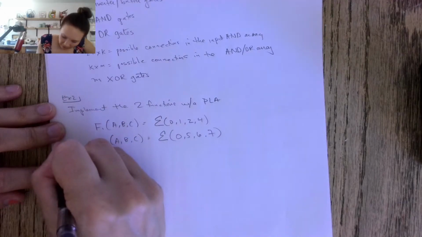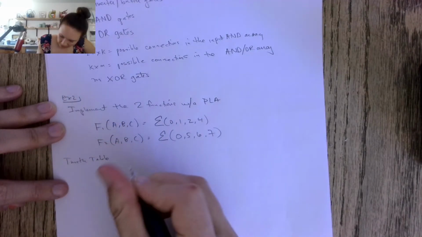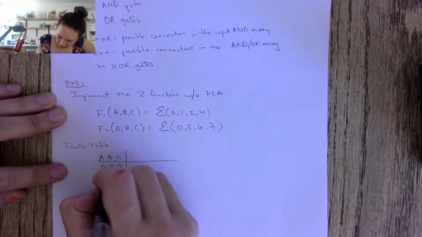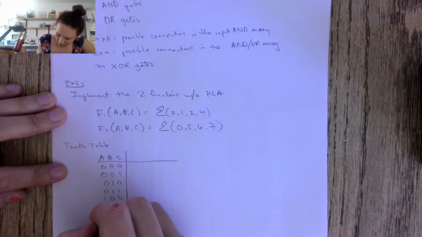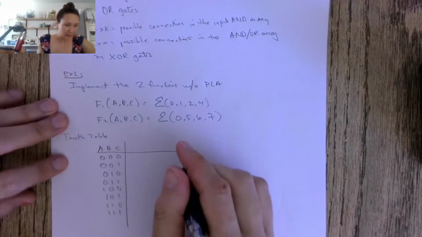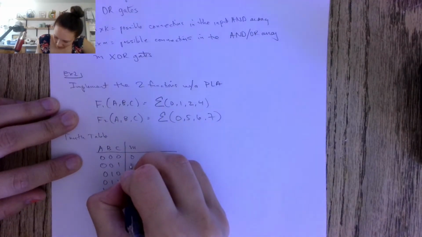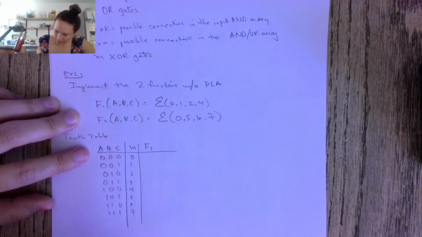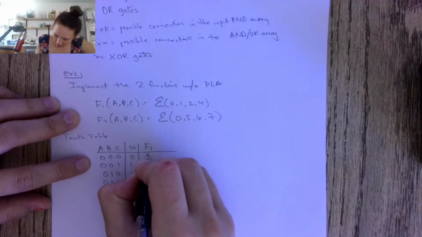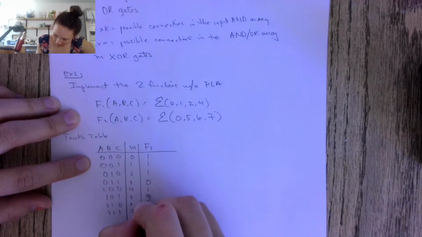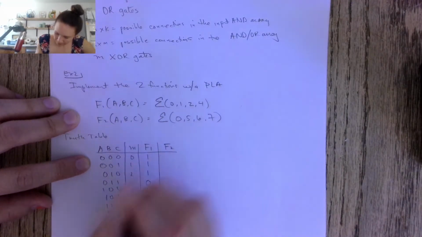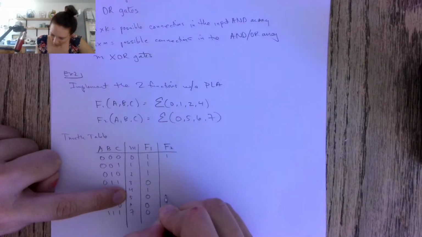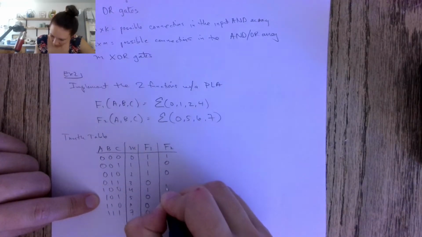So first thing, let's make the truth table. We have inputs A, B, C: 0,0,0; 0,0,1; 0,1,0; 0,1,1; 1,0,0; 1,0,1; 1,1,0; 1,1,1. These are minterms 0, 1, 2, 3, 4, 5, 6, 7. Then for F1, this is going to be 1 here, here, here, and at 4, and the rest of them are going to be zeros. Then we want function 2 to be high at minterm 0, and minterms 5, 6, and 7, and 0 everywhere else.